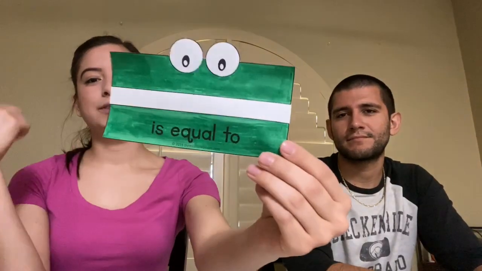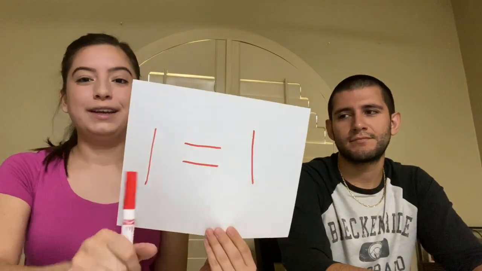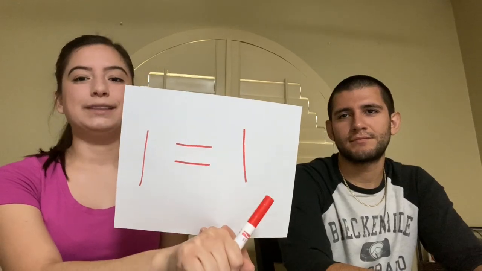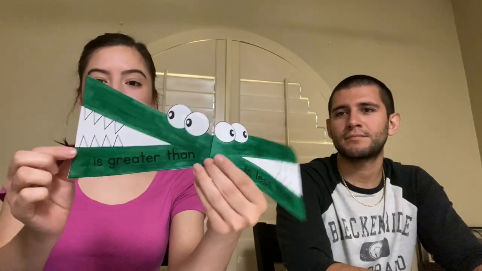Okay. Now, lastly, we have is equal to, and that means the same as. Can you give me an example of a number that is the same as another number? 1 is equal to 1, or 1 is the same as 1. Good job. So we need to keep these signs in mind: greater than, less than, and equal to.